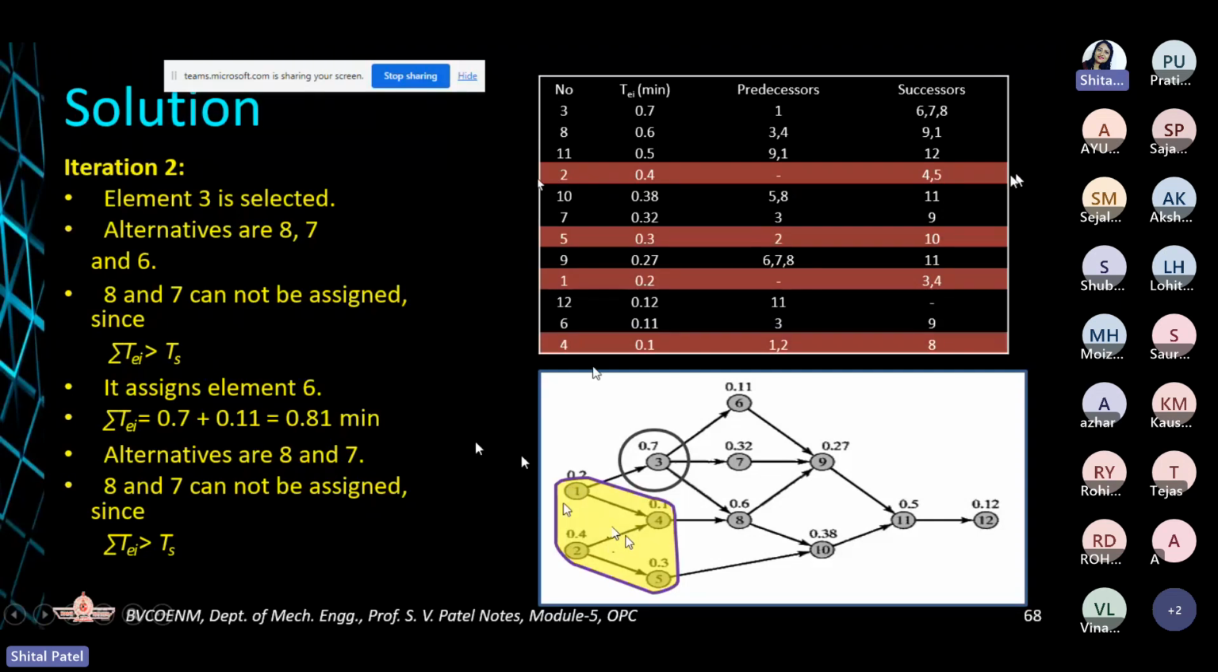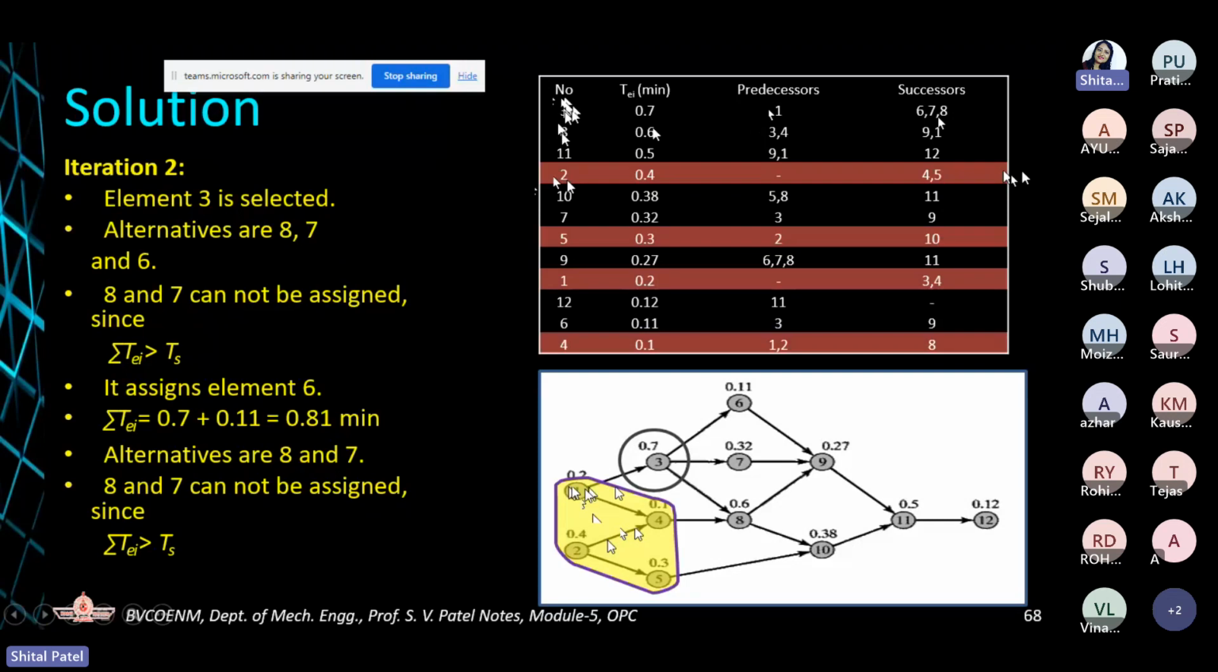Now moving ahead, we need to repeat the same process. Let's move again to the number 1 activity in the sequence, that is activity number 3. Activity 3 consumes 0.7 minutes, and its predecessor is 1. Already in workstation number 1 we have allocated one activity. We presume that this activity is completed in workstation number 1, and then the product is shifted to the next workstation. So here we are considering this activity for our next workstation. So activity 3, then we have activity 8.